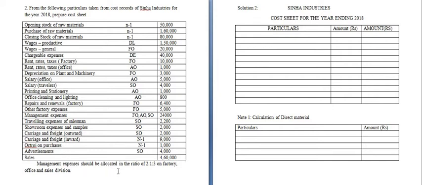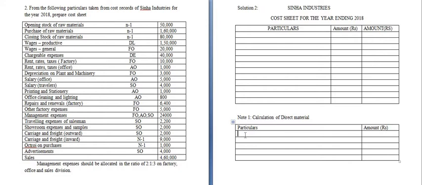Management expenses to be allocated in the ratio of 2:1:3 on factory, office and sales division. So this is the problem. Now we will have to prepare the cost sheet. Before preparing the cost sheet, in the problem they have not given us direct material, so first we will have to calculate direct material.